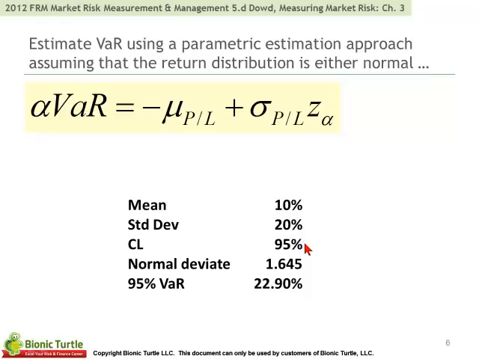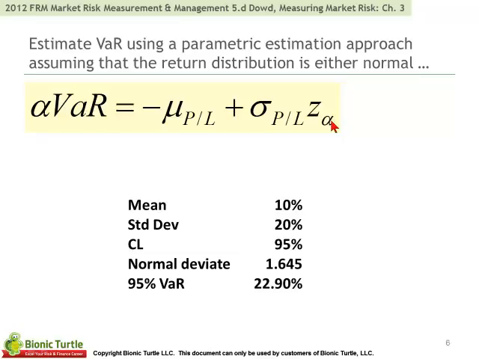Then given a confidence level of 95%, you'll recall that if we assume normality, the 95% confidence corresponds to a one-tailed deviate of 1.645. Should have that memorized. And as of part 2, really, that should be second nature. And then we can compute this parametric VAR using a normal distribution: negative the mean or drift, negative 0.1, plus the standard deviation of 20% or volatility multiplied by the deviate, and see that small z connotes a standard normal deviate given some confidence or significance level.